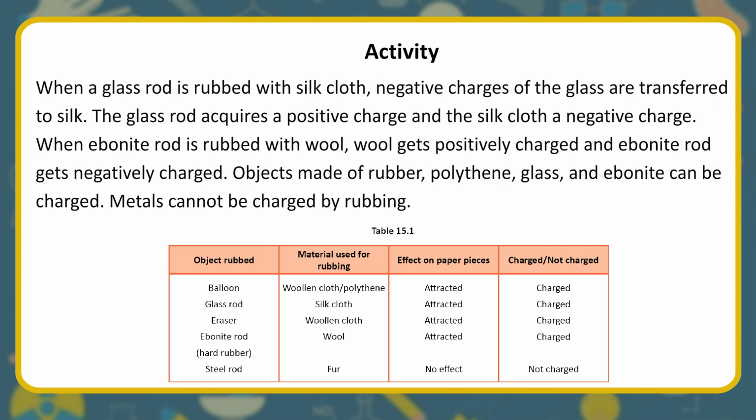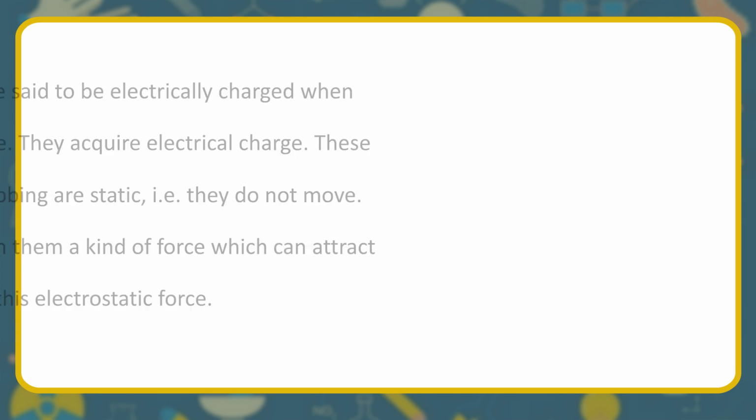When a glass rod is rubbed with silk cloth, negative charges of the glass are transferred to silk. The glass rod acquires a positive charge and the silk cloth a negative charge. When ebonite rod is rubbed with wool, wool gets positively charged and ebonite rod gets negatively charged. Objects made of rubber, polythene, glass, and ebonite can be charged. Metals cannot be charged by rubbing.